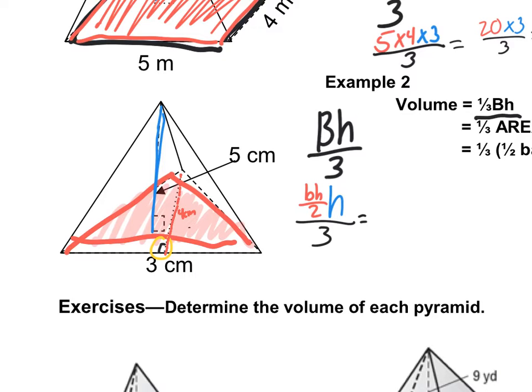So the base of that triangle, this part right here, is going to be 3 times my height right here of 4. For the whole area of the triangle, we'll have to divide that by 2. So now that's the area of the base. That's the area of the triangle. Then we have to multiply by the height of the entire thing, which is that 5 centimeters, so times 5. Again, this looks a lot like a triangular prism. And the final step is we'll divide by 3.